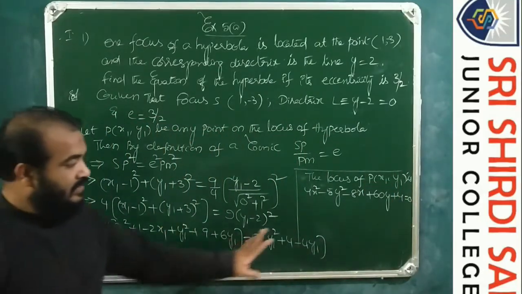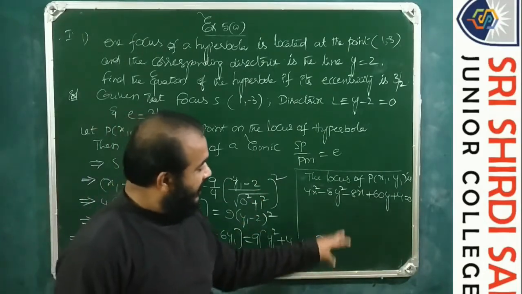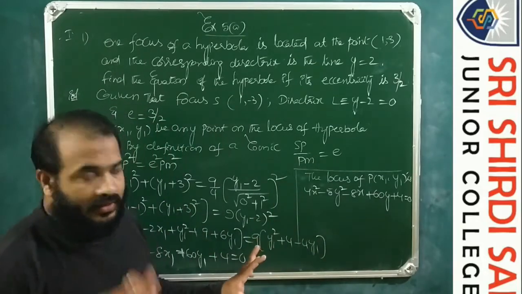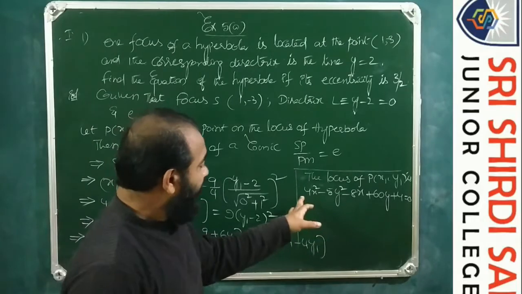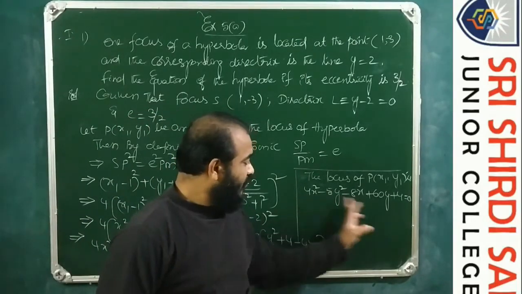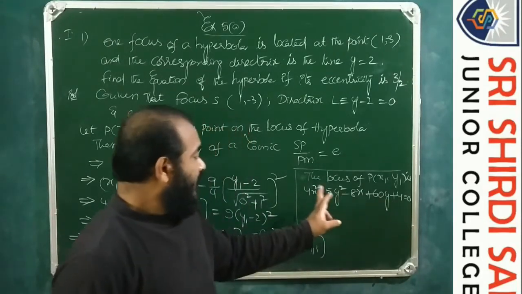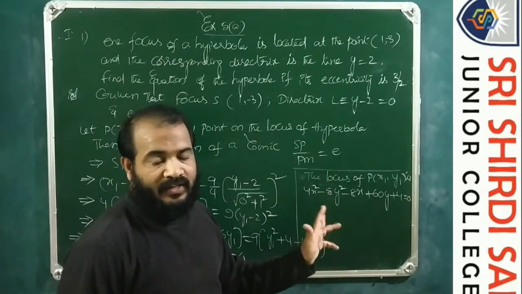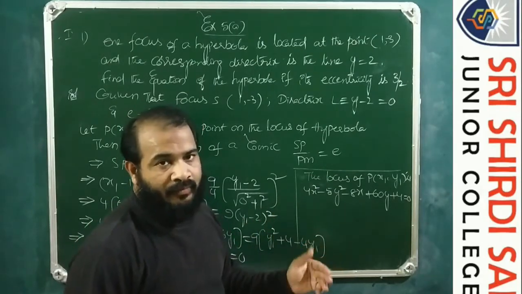So this is the required hyperbola. Whether this actually represents a hyperbola or not is based on the concept of the second degree non-homogeneous equation. The condition for the second degree non-homogeneous equation to represent a parabola is h square equals ab, and an ellipse, h square less than ab.